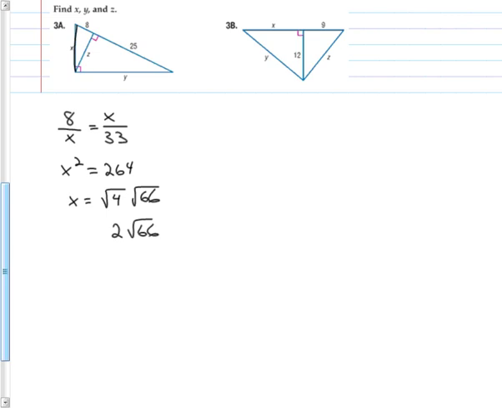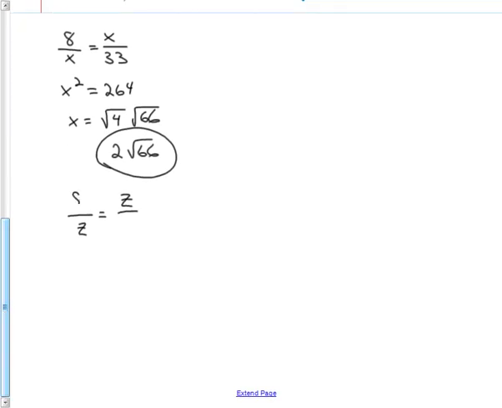How do I know if I've simplified? Well, is there any perfect square that goes into 66? Well, 11 goes into it, but it's not a perfect square. 33 goes into it. That's not a perfect square. So I know I've fully simplified it. Z. Right there, that's the altitude. That's the geometric mean. Between what and what? 8 and 25. So what's 8 times 25? 200. So what perfect square goes into 200? 100 times 2. So my answer is 10 square roots of 2. Beautiful. 10 square roots of 2.